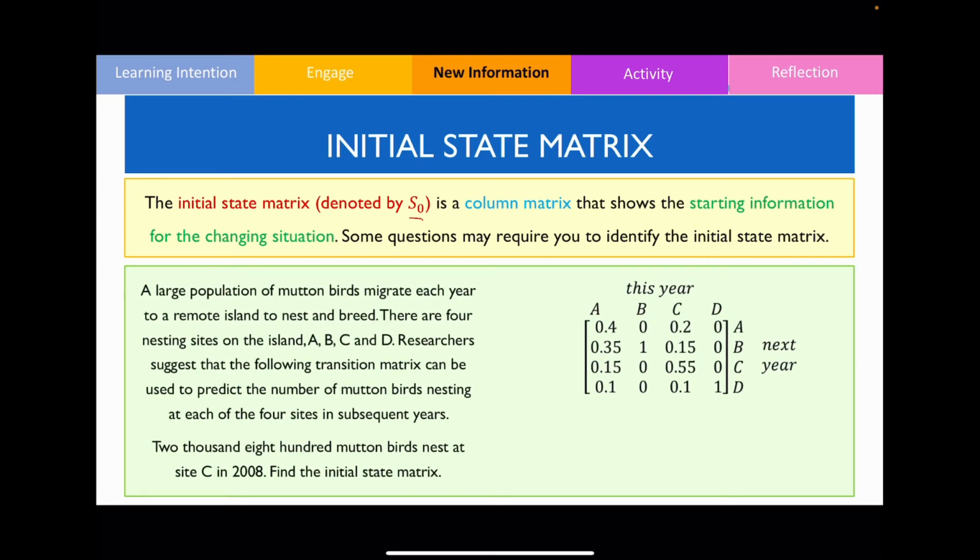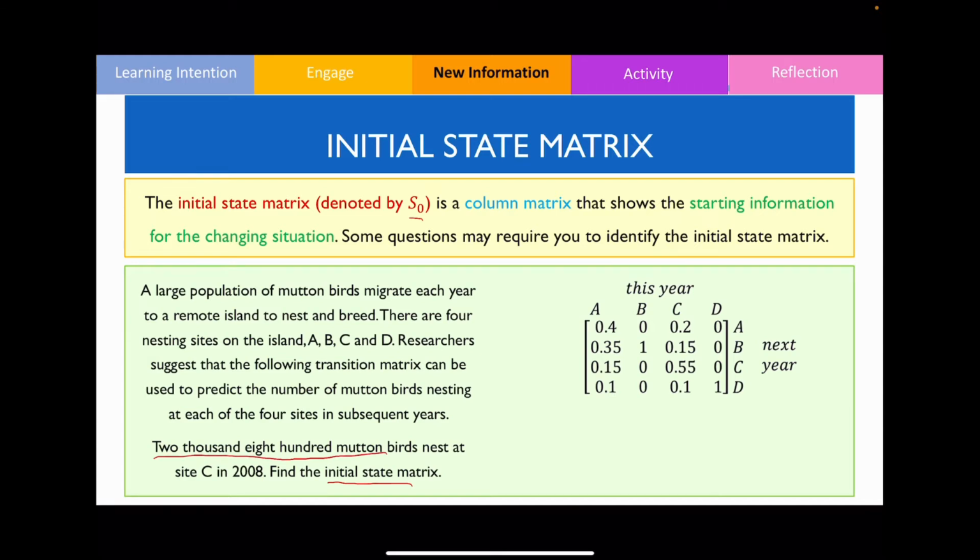In this example, it reads, a large population of mutton birds migrate each year to a remote island to nest and breed. There are 4 nesting sites, and researchers suggest that the following matrix can be used to predict the number of mutton birds nesting at each of the 4 sites in subsequent years. In this particular question, it wants you to find out what is the initial state matrix given that there were 2,800 mutton birds at site C.